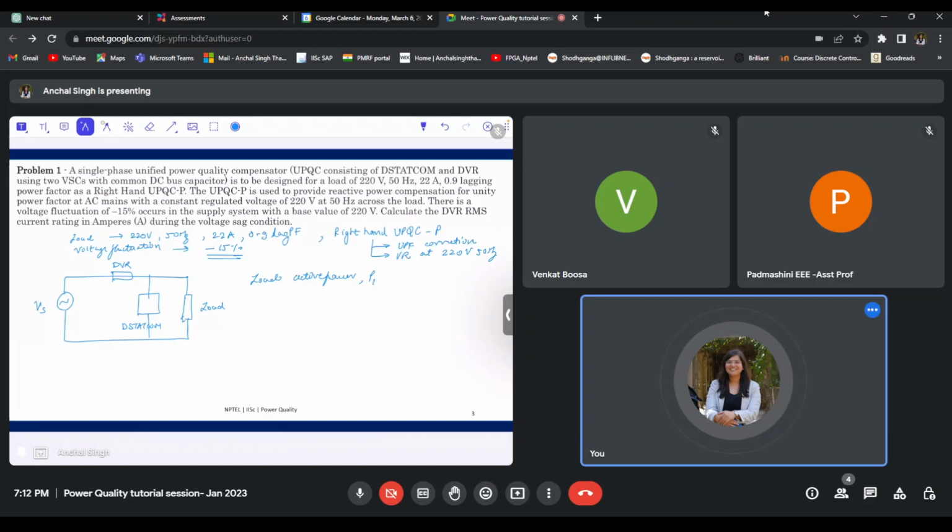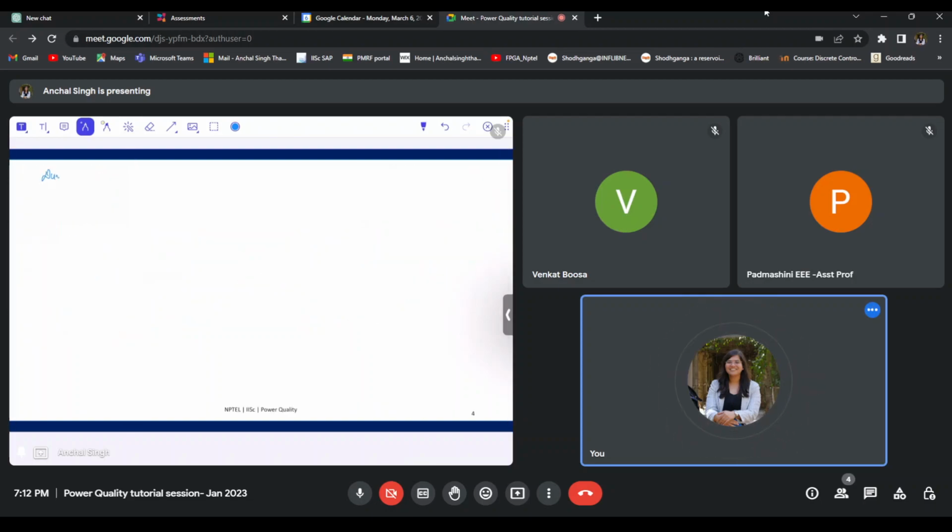Let me denote it by PL. It will be given as V. Current is given as 22 amperes and cos phi is given as 0.9. So this PL will come out to be 4356 watts.